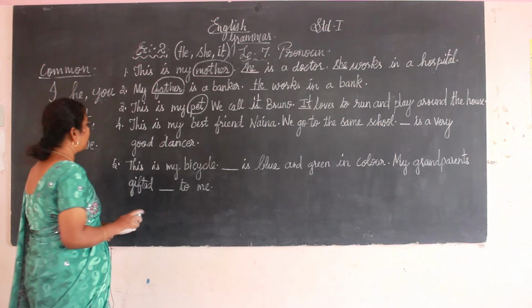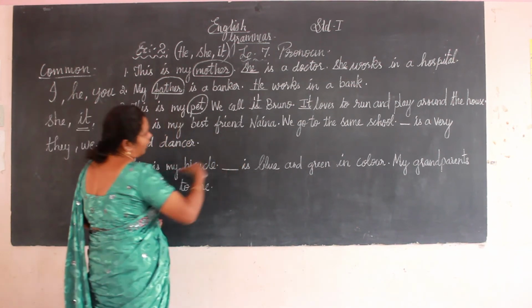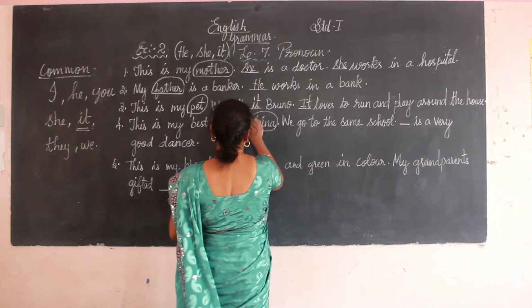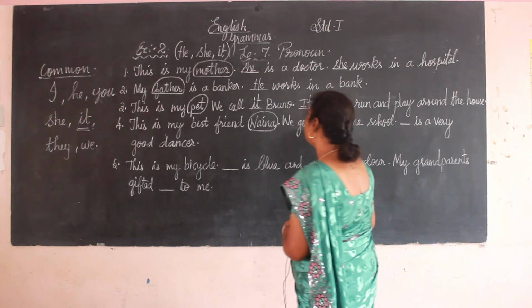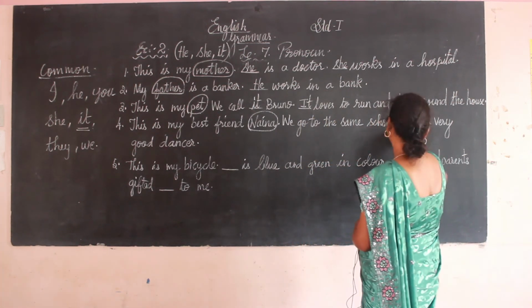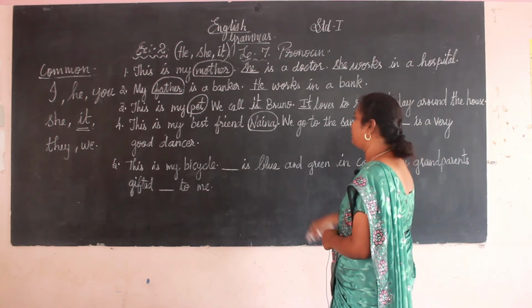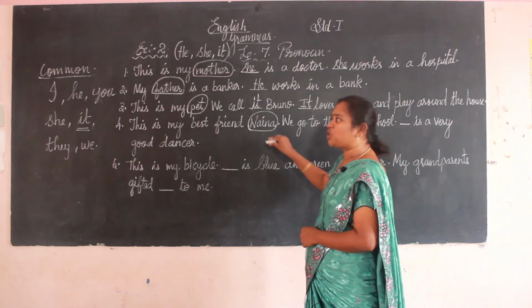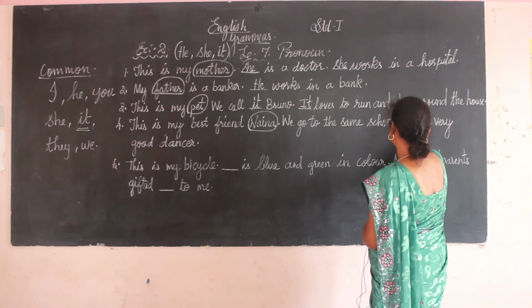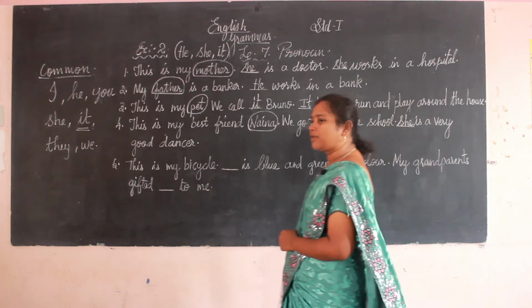See the fourth one. This is my best friend Naina. The name of the girl is given to you. What is the name of the girl here? Naina. We go to the same school. Dash is a very good dancer. அப்போ Naina யாரு? She is a girl, so we will write here she. S-H-E, she.